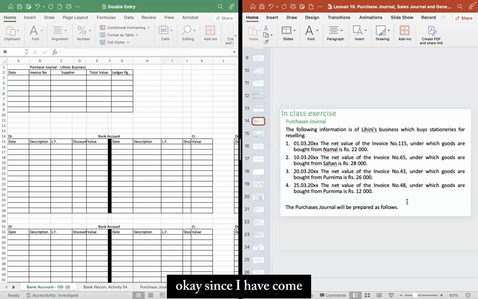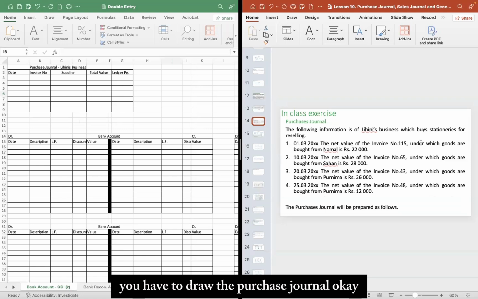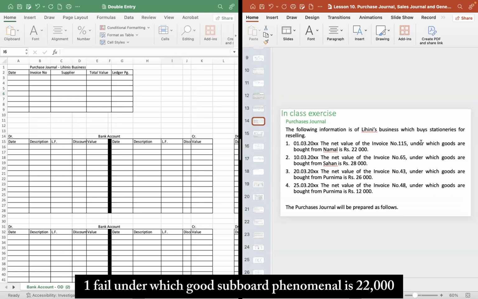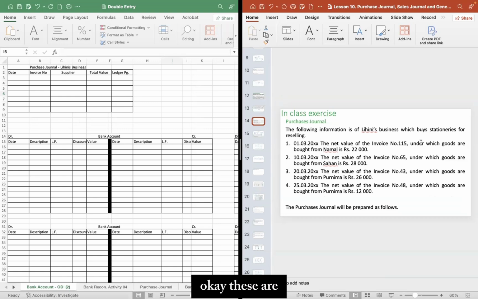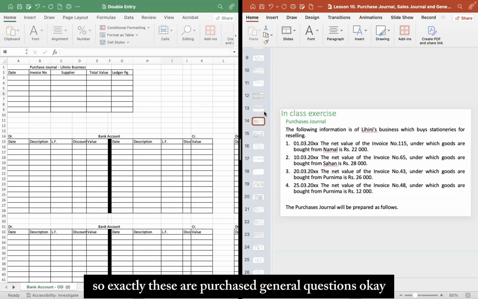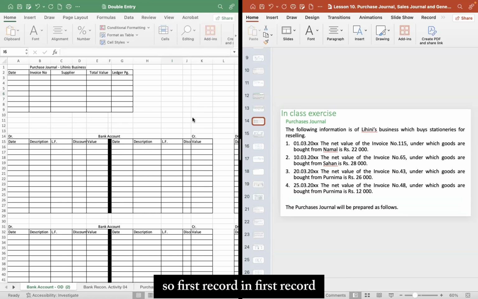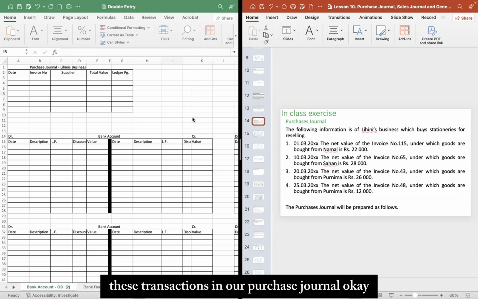Okay, since you have written the question, let's move on. Firstly, what you have to do is draw the purchase journal. Now looking at this transaction, let's see what it is: on March 1st, the net value of the invoice of 115, under which goods are bought from Normal, is 22,000. These are purchase journal questions. Firstly you have to draw the purchaser's journal, then subsequently we will have to draw ledgers, which I will explain. So first record these transactions in our purchase journal.